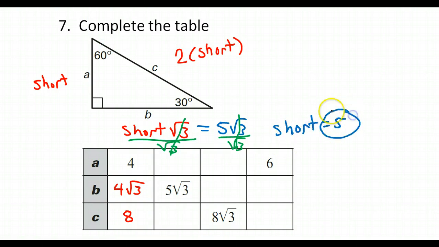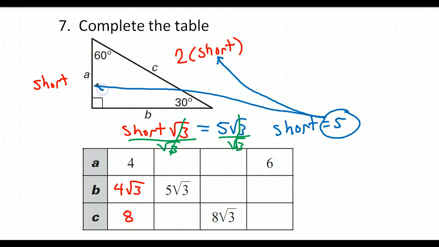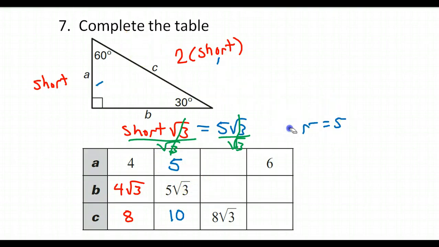Okay, and once I know that short equals 5, I can put it there, and of course I know that it's there. So that tells me that A is 5, and it tells me that C is 2 times 5, which is 10. You probably did that in 2 seconds, so I did a lot of work that you probably didn't need. But what are you going to do? I'm thorough.